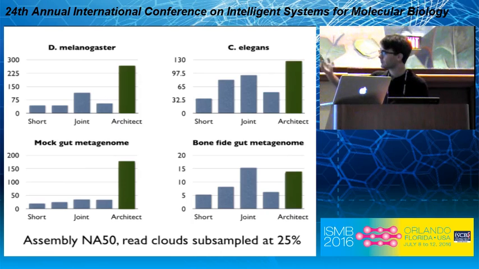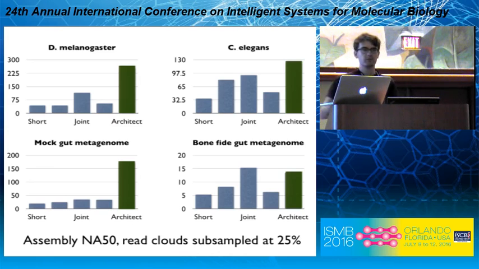Now, if we look at the other data sets, we see a similar picture. Again, short and long reads are not doing that well by themselves. The best strategy is to combine them using various approaches. But Architect, using 25% of the data, is competitive or better than these approaches.